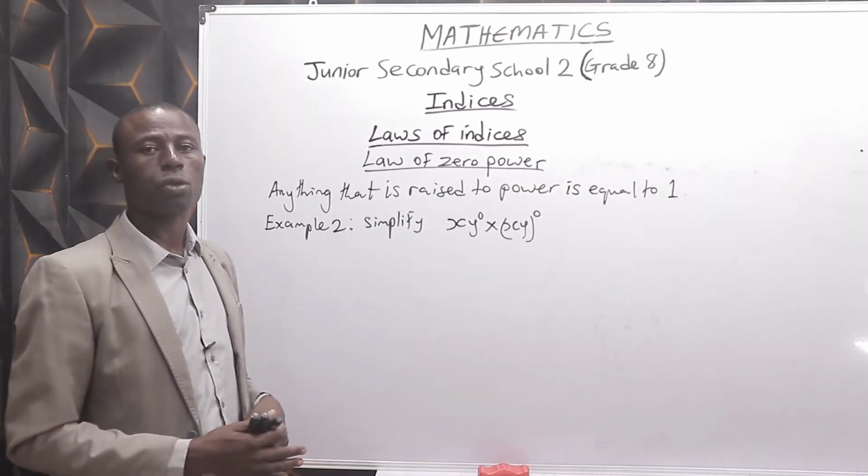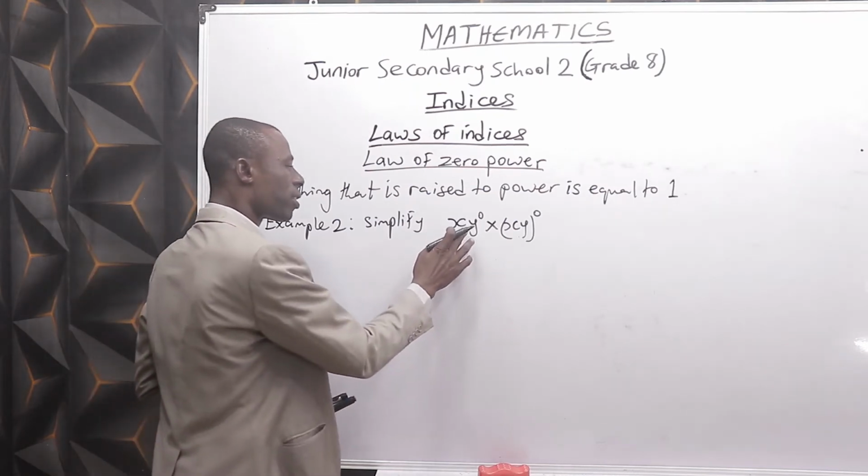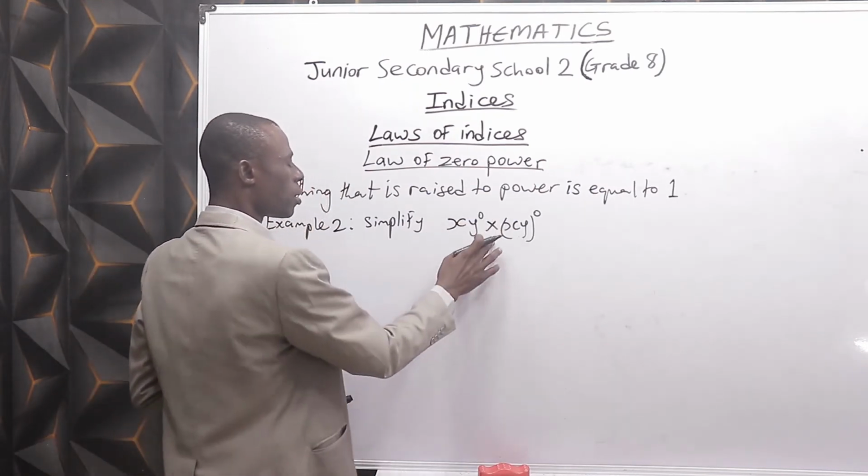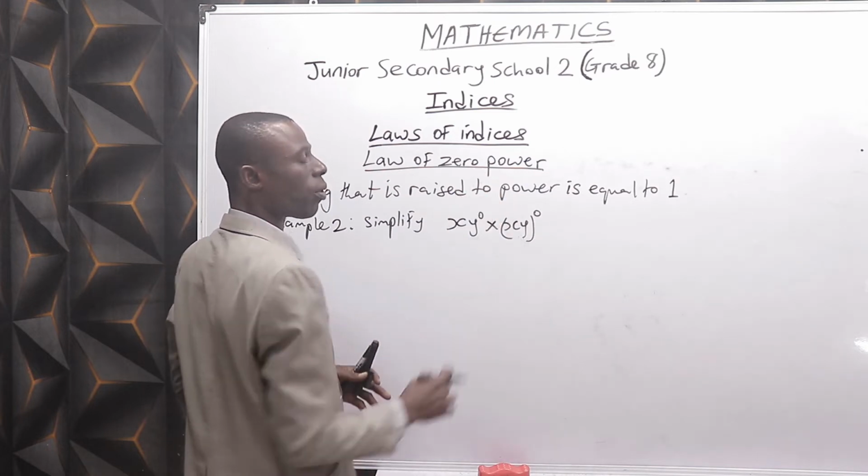Let's consider example 2. Simplify xy raised to power 0 times xy in bracket raised to power 0.